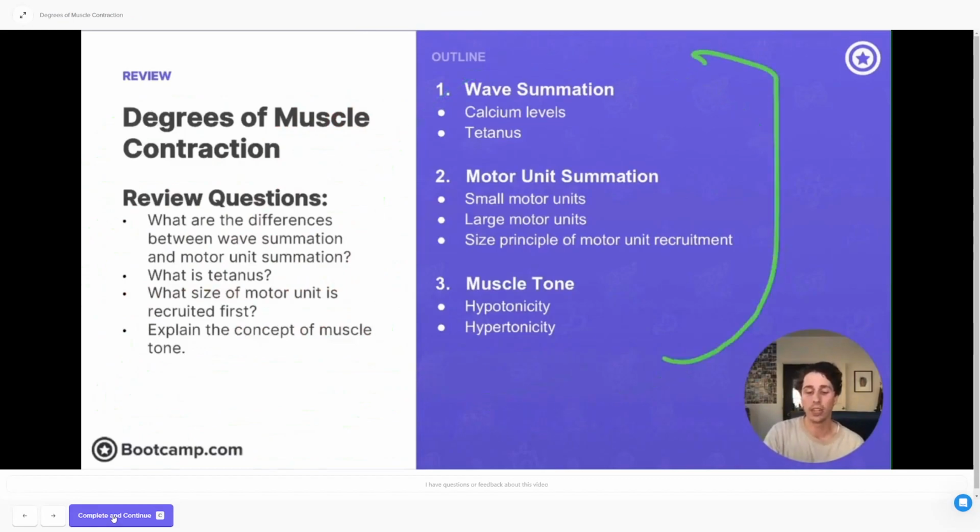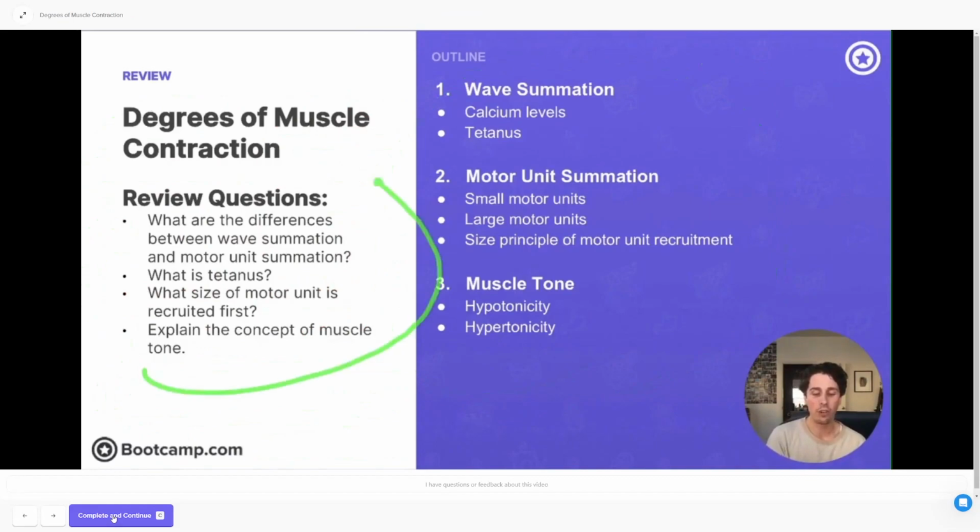This is what we talked about in this video: wave summation, motor unit summation, and then muscle tone. And then I have a few review questions that I want you to think about. What are the differences between wave summation and motor unit summation? The main similarity between them is that they kind of stack on top of each other, leading to a greater force of contraction. But I want you to think about what the differences are. If you need to go back and watch some of the video to better understand this, I recommend doing that.